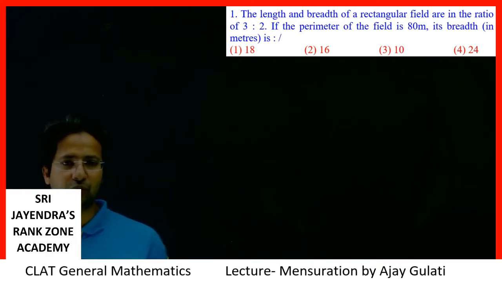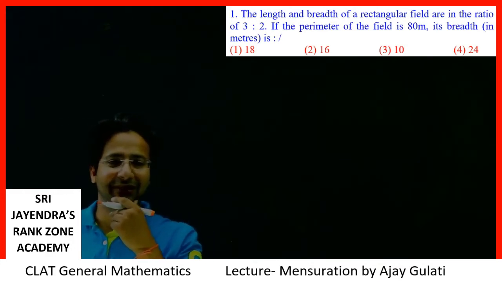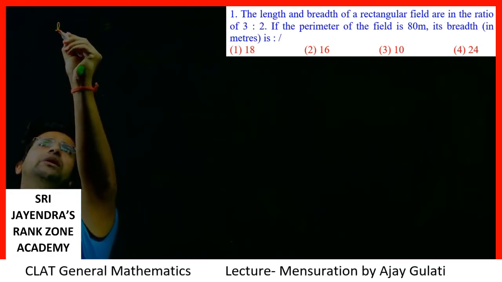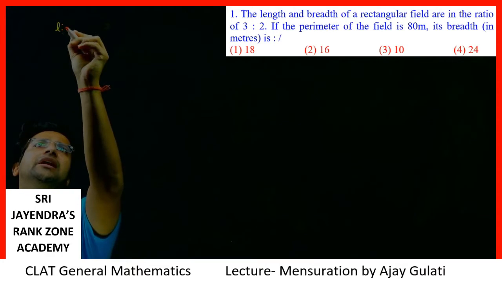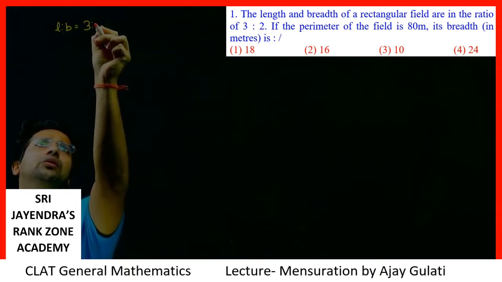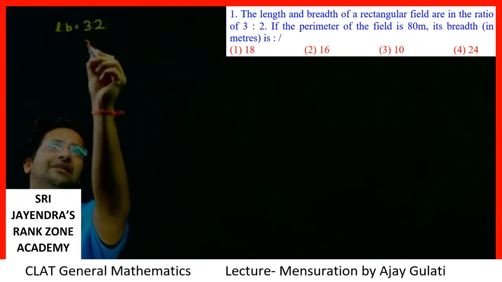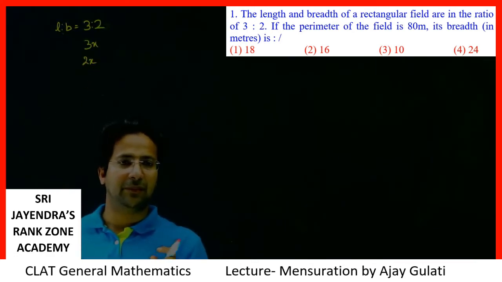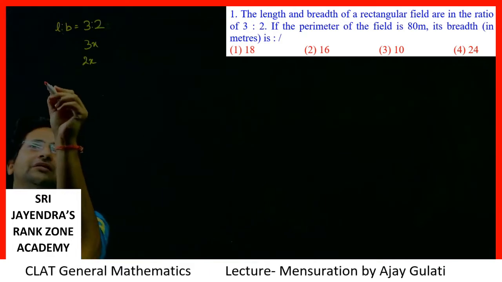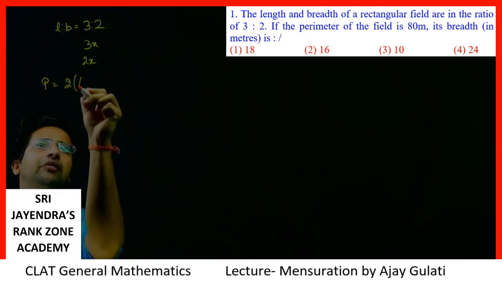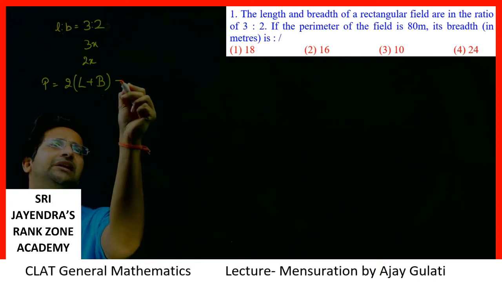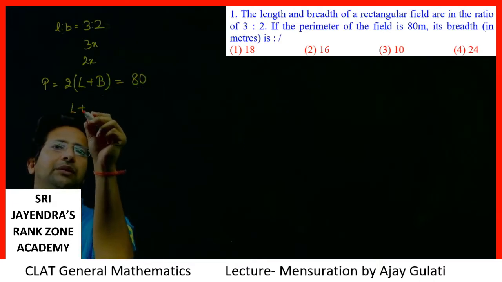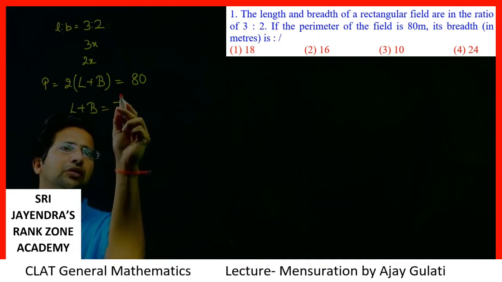Students, let's take up a few questions on the same concept. The length and breadth of a rectangular field are in the ratio 3:2. See, L is to B is equal to 3:2. Let's say these are 3x and 2x. Now, if the perimeter of the field is 80 meter, what is the perimeter? Perimeter is double of length plus breadth, that is equal to 80 meter. So I can say L plus B is equal to 40.